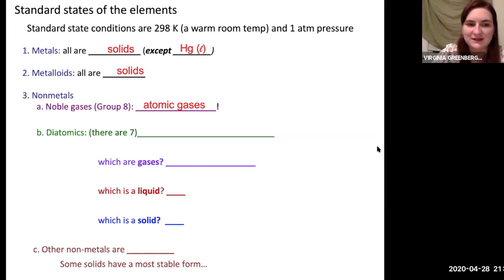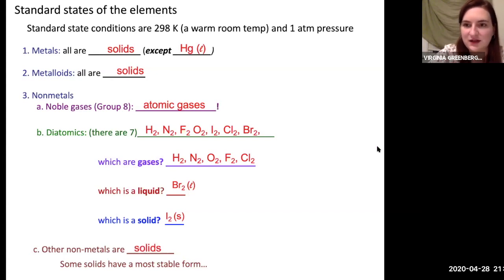And then we have the diatomics to keep track of. And so we've spent a lot of time with these already. We have our H2, N2, F2, O2, I2, Cl2, Br2. And we're going to get all three phases out of these diatomics. And so some of them will exist as gases in their standard states. That'll be hydrogen, nitrogen, oxygen, fluorine, and chlorine. And we'll have one that exists as a liquid in its standard state, which is bromine. And then we'll have iodine, which exists as a solid. And then that means that the rest of the nonmetals are left as solids.